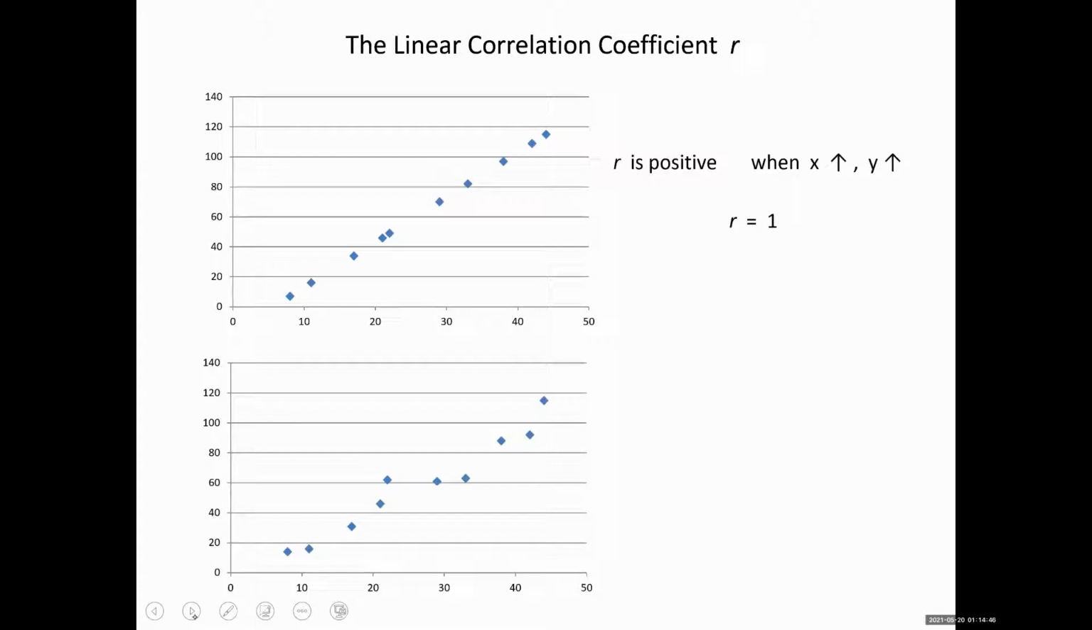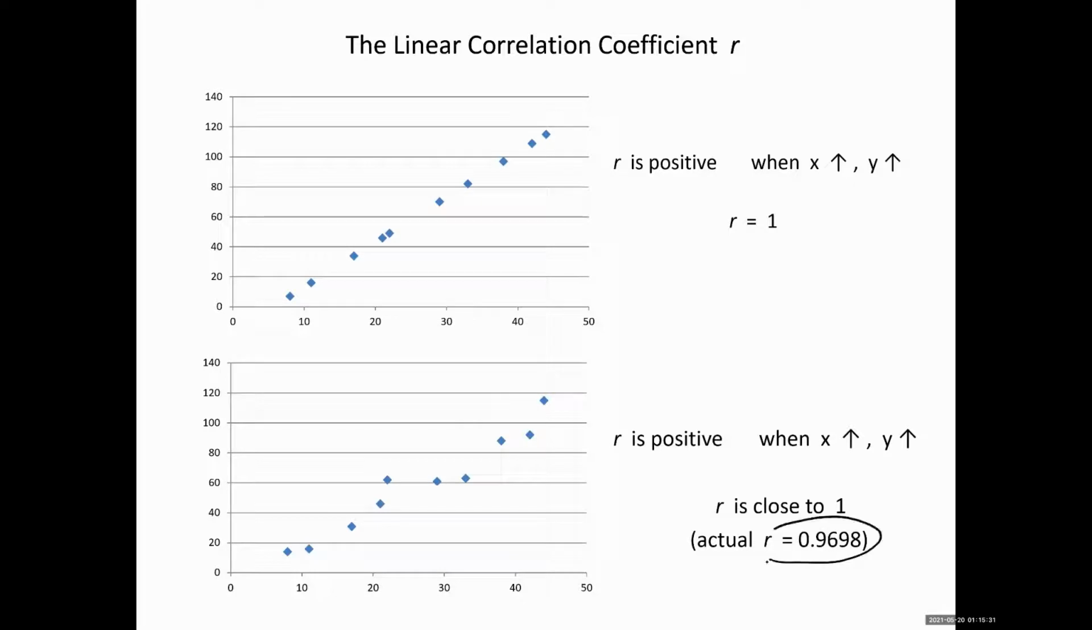Okay, here's another one. So is R positive or negative? Yeah, R is positive again because the data is trending upward again. When X increases, so does Y. But this time R is not 1 because the dots are not lined up perfectly, but it's going to be something close to 1. Now, I still haven't shown you how to calculate R, but I have the data for this, and I calculated R. It turns out that it's 0.9698. So it makes sense. It's a positive number, and it's pretty close to 1 because the data is trending upward and it looks close to a straight line, just with a little bit of scatter. Some of the dots are off a little bit.